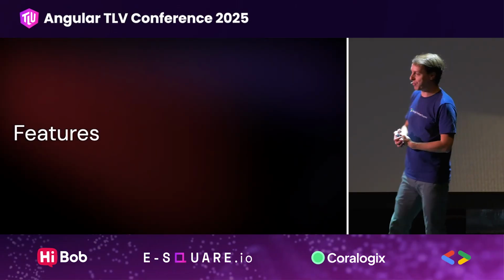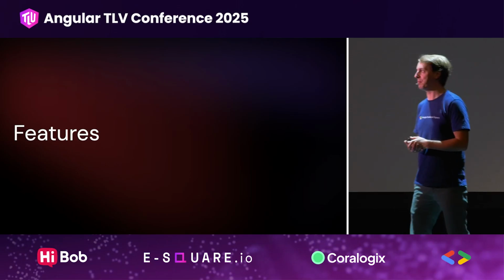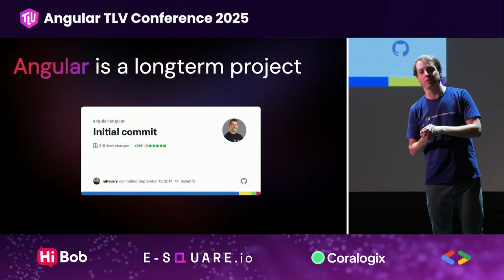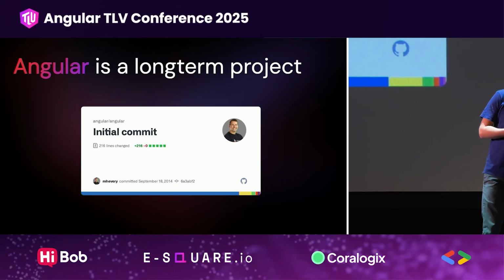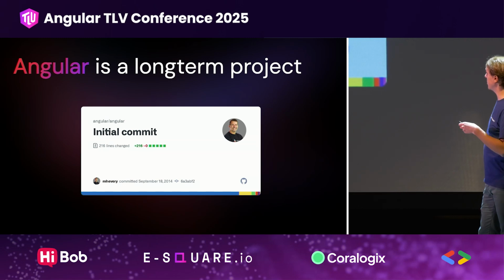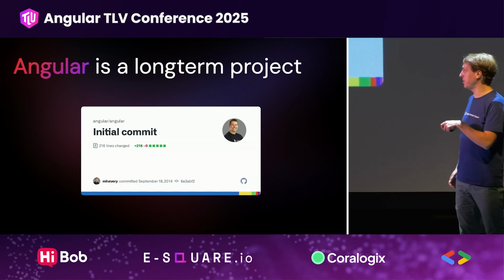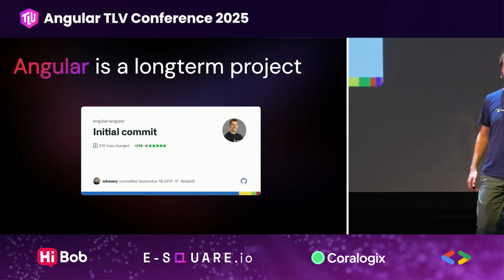So when we talk about building a framework, we talk about building features. That's what really matters to you. Do you have an idea how old Angular actually is? The other day, I spent some time digging on GitHub to find when the first commit of the repo was written. It was done by Miško Hevery, who was the creator of Angular, and it was on September 18th, 2014. So it means over 11 years ago today.